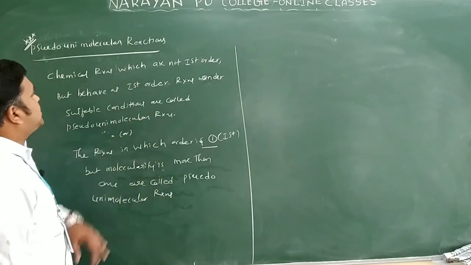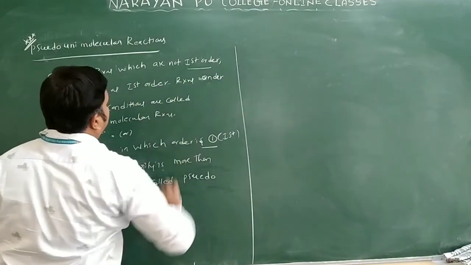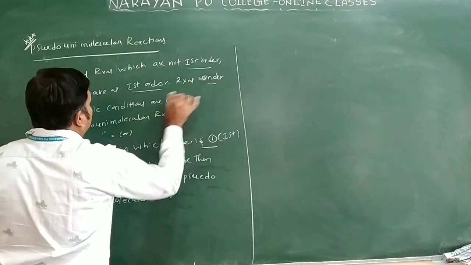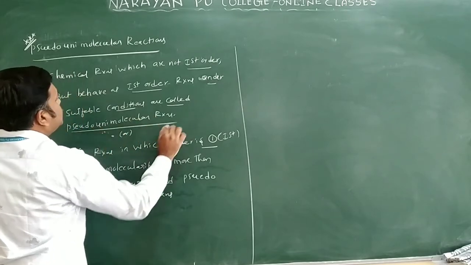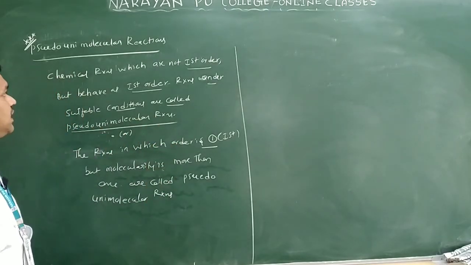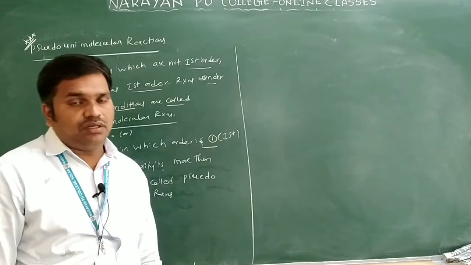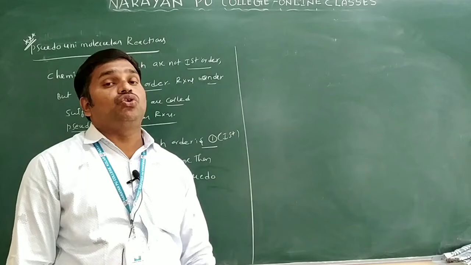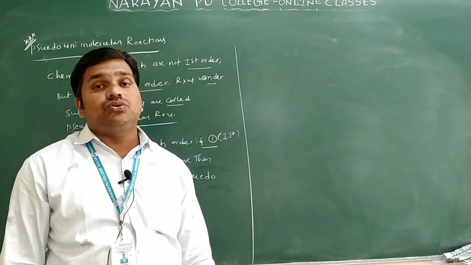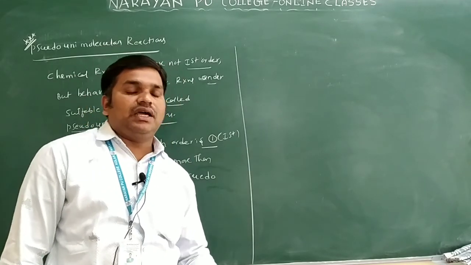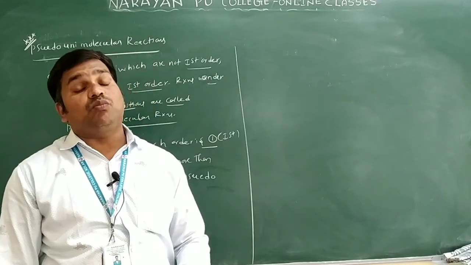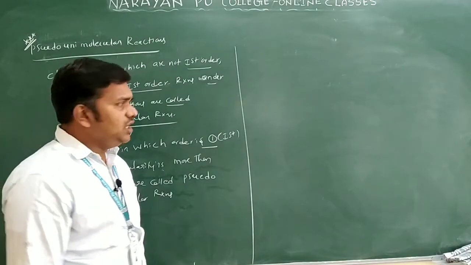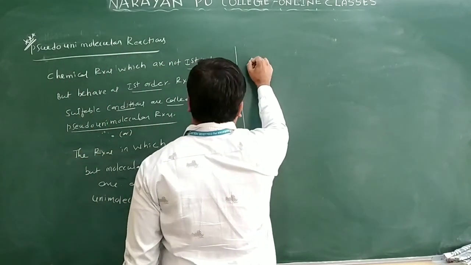One more definition: chemical reactions which are not first order, but behave as first order under suitable conditions, are called pseudo unimolecular reactions. Those chemical reactions which are not first order but can behave like first order under suitable conditions, we call pseudo unimolecular reactions. Okay, for this I want to take a very important example.